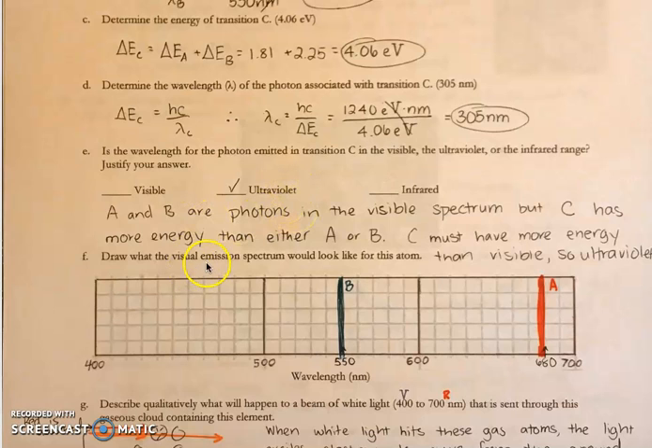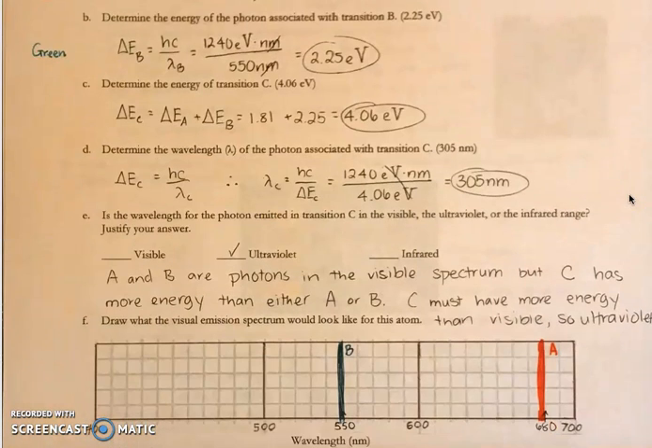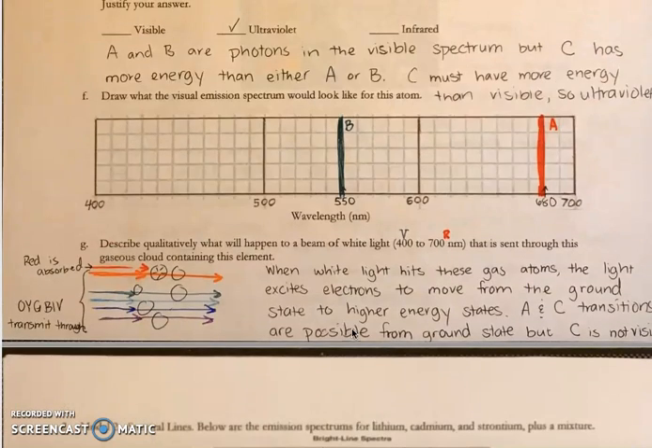So the visible emission spectrum for an atom would only show A and B, because C has too much energy, and you actually can't see that. So I would draw one line for A, one line for B. And if white light, which is made of all the colors, ROY G. BIV, hits these little gases, those are gases that I drew there, notice how orange, yellow, green, blue, indigo, and violet all pass right through.